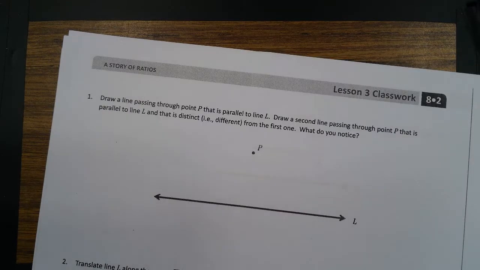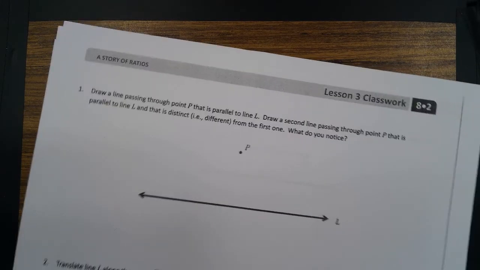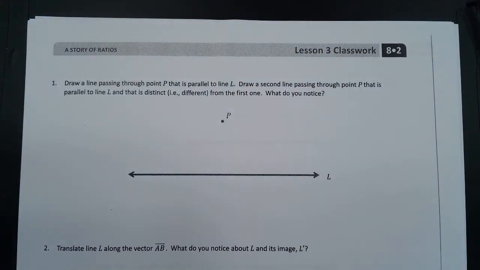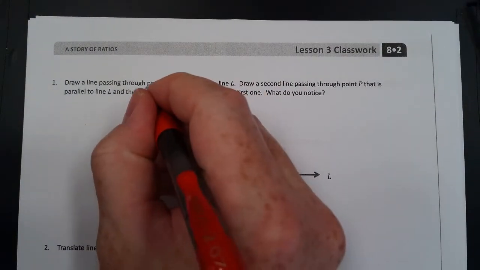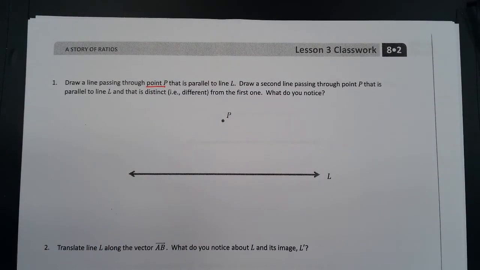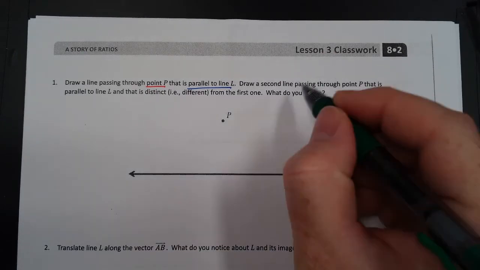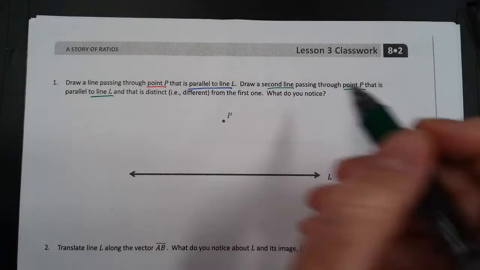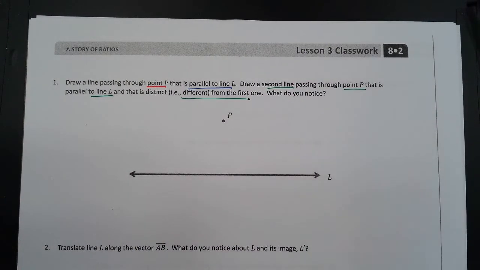So set your notes aside, someplace where you can still see them just in case, and let's look at exercise 1 on page 21. It says, draw a line passing through point P, so we have to go through point P, that is parallel to line L. Draw a second line passing through point P that is parallel to line L and is different from the first one. What do you notice?